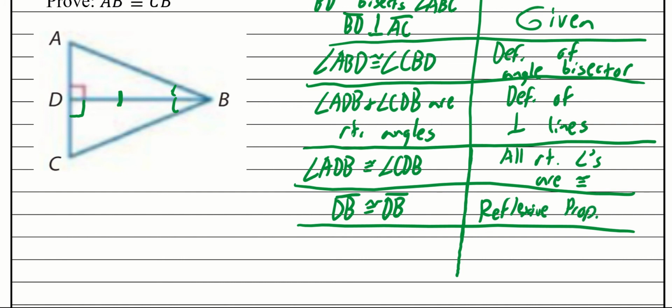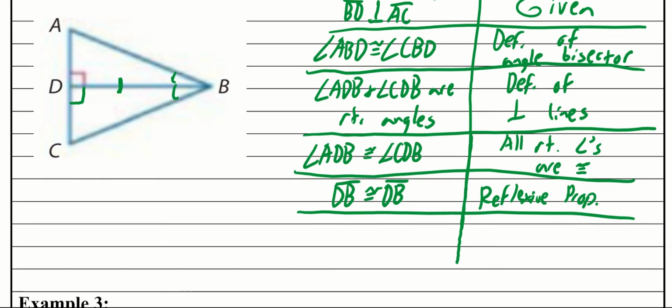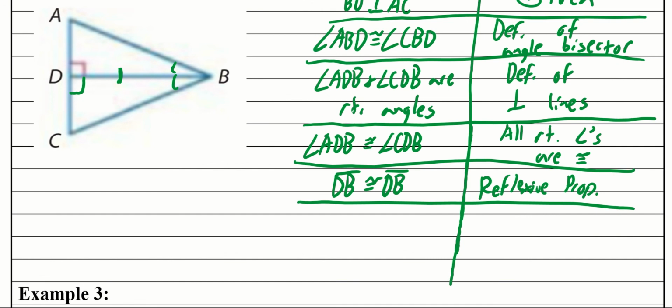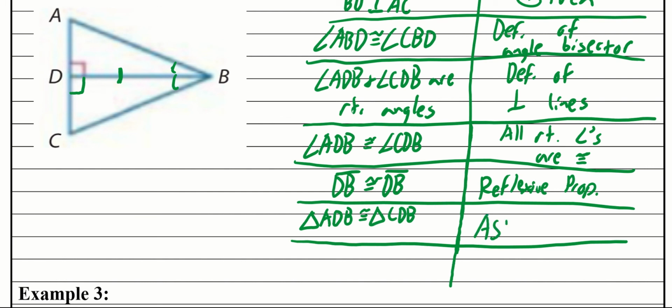Okay? And now that I've answered those two questions, usually a good question to ask is, do I have enough information? And in this case, I do have enough information to prove that the triangles are congruent. So I'll say triangle ADB is congruent to triangle CDB. And my reason for that, or what does this match? Well, notice here I have two sets of angles that are congruent and the side in between them. So this is the angle, side, angle theorem.